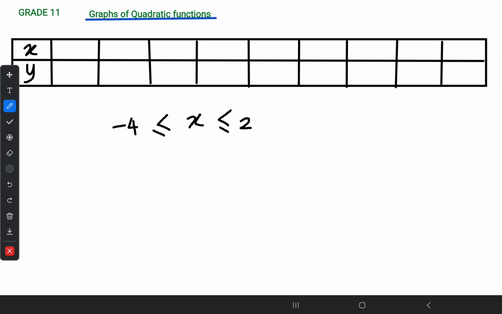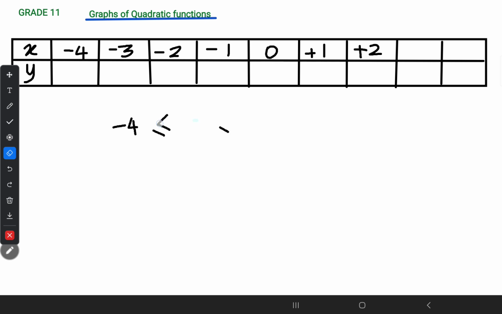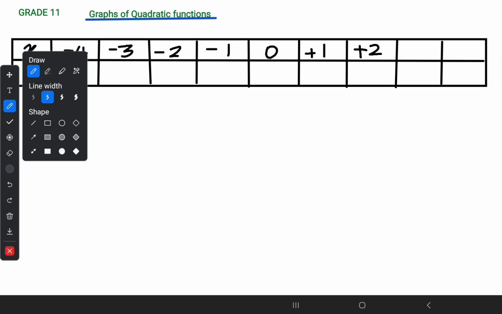them. So in the inequality, we have an equal. So -4, -3, -2, -1, 0, +1, +2. Until you reach +2 value, you have to write all the whole numbers. Thereafter, we can find their corresponding y coordinates.